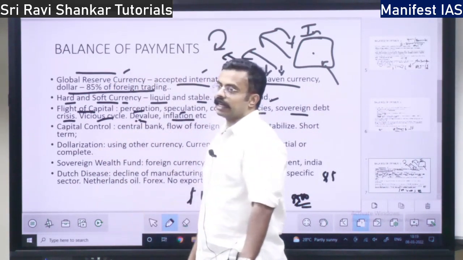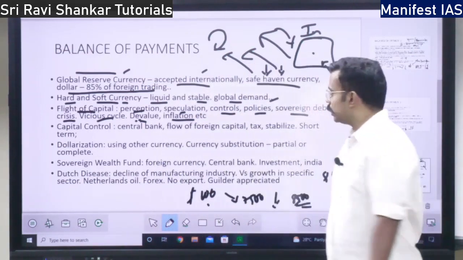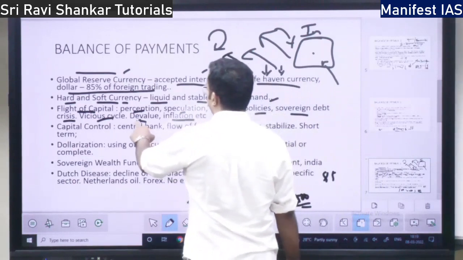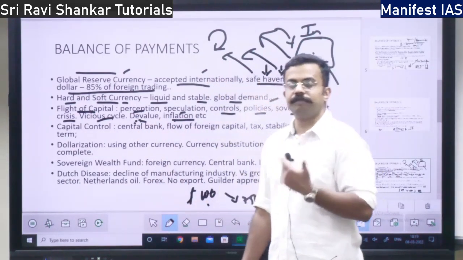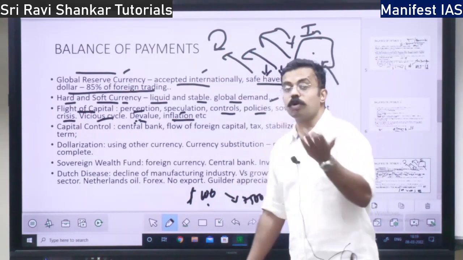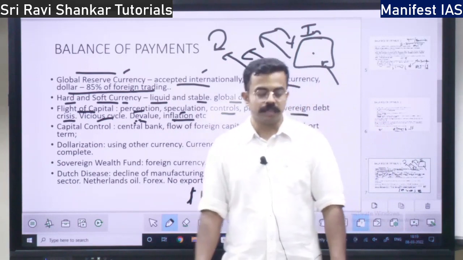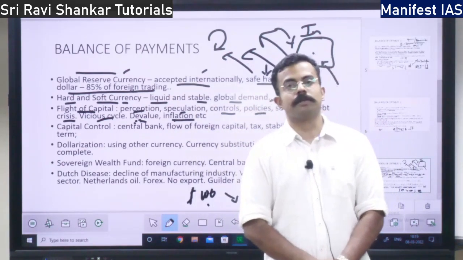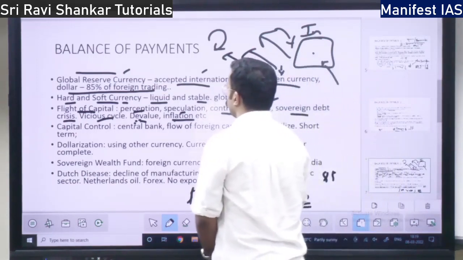Then you have inflation. When there is flight of capital, currency will devalue and inflation will rise. On the other hand, when there is more inflation, then also capital will go out of the country, because there is less belief in the economy.